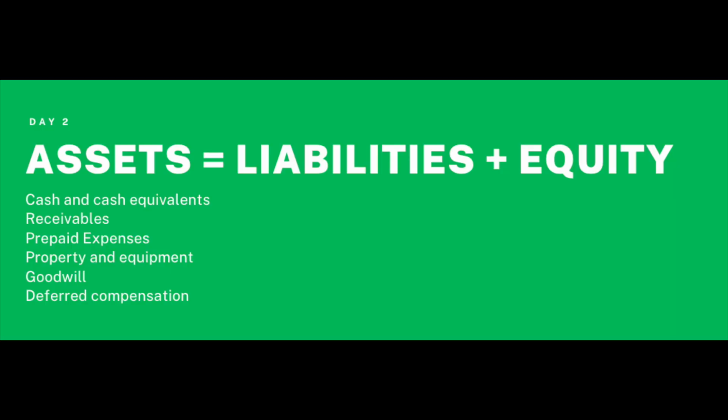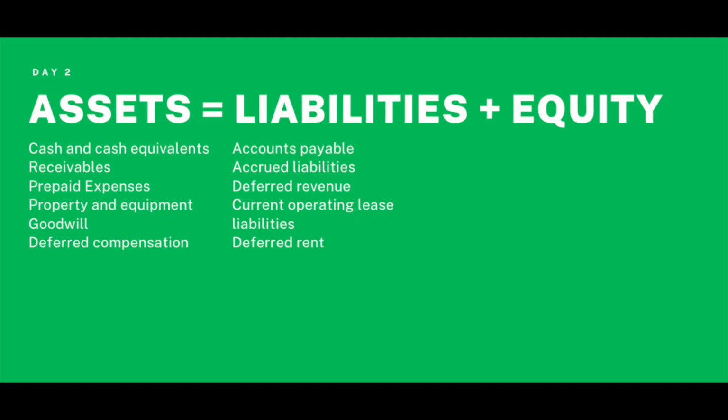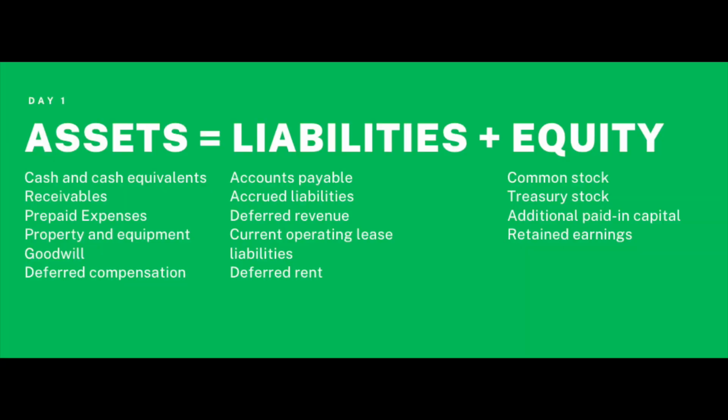So some examples of assets are things like cash and cash equivalents, receivables, prepaid expenses, property and equipment, goodwill, and deferred compensation. Moving down to the liability section on Ulta's balance sheet. Some examples of liabilities are accounts payable, accrued liabilities, deferred revenue, current operating lease liabilities, and deferred rent. And finally, the equity section of Ulta Beauty's balance sheet. The equity section lists things like common stock, treasury stock, additional paid-in capital, and retained earnings.